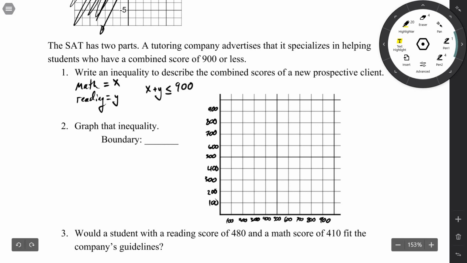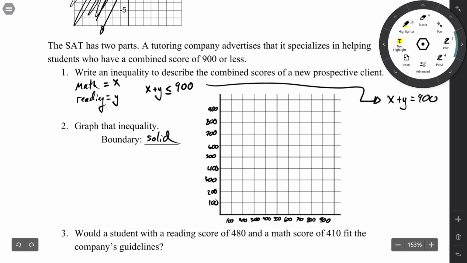And it could be 900. It's 900 or less. So this would be a less than or equal to sign. Let's see, the boundary line here would be solid. Well, X plus Y, we'll switch this into just an equal sign. I'm going to write this over here, all the way over on the right side. If we switch this over to an equal sign, X plus Y equals 900.